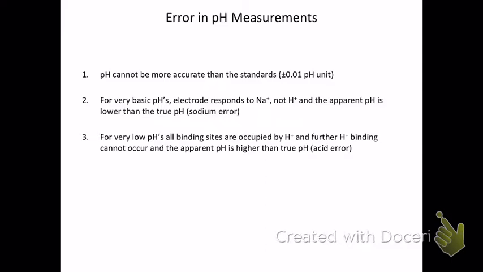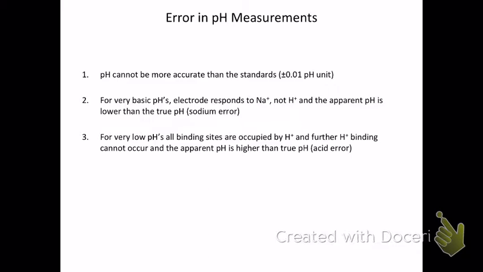So there are some errors in our pH measurements, even though it's a simple system. For instance, our pH cannot be measured more accurately than our standards that we use, which are typically calibrated to about 1/100th of a pH unit. So that's the extent of the quality of our measurement on a pH probe. For very, very basic pHs, the electrode responds to Na plus, not H plus, since there's not enough H plus, and the apparent pH that one measures with the probe is lower than the true pH, and we call this sodium error, because sodium can actually build up that junction potential in the absence of ample H plus.